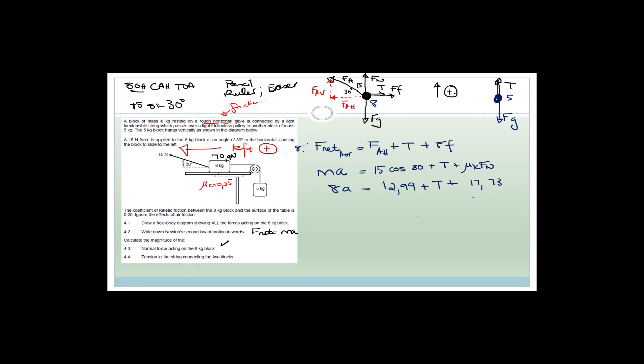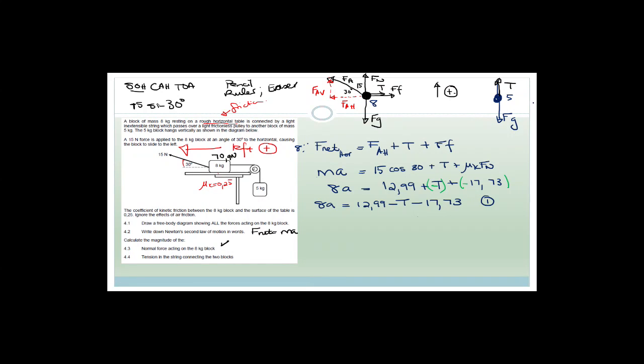Now, there's a problem. I've been doing this, but I haven't assigned my positives and negatives yet. I've just been doing it as a sum. Do you agree that because of the directions, because these are vectors, if I've chosen to the left as positive, this is positive, that's fine. The horizontal force is positive. The tension is actually negative, and the friction is negative, okay? So now we need to rewrite this finally. So it's going to be 8A is equal to 12.99 minus T minus 17.73. And that's equation one.